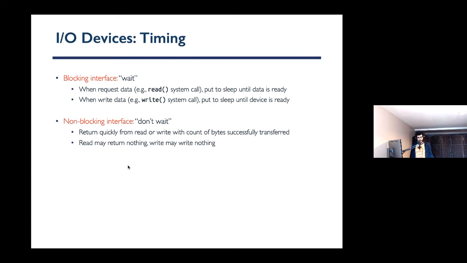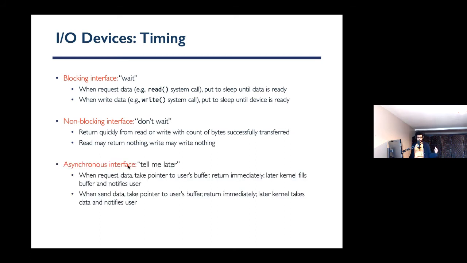Now, when it comes to timing, you could have blocking calls. When you call read, you get blocked until your data is ready. You could have non-blocking interfaces, similar to what you're implementing with your mailboxes: when there is a message, you get that message and you continue. If there are no messages, no hard feelings, you continue, you get an error.